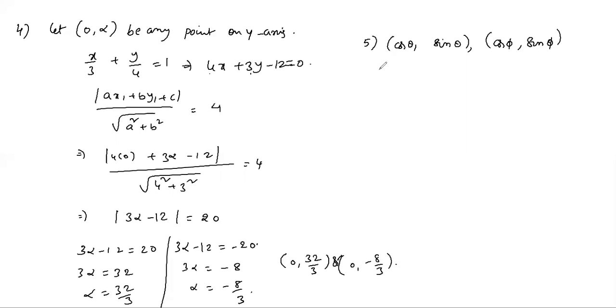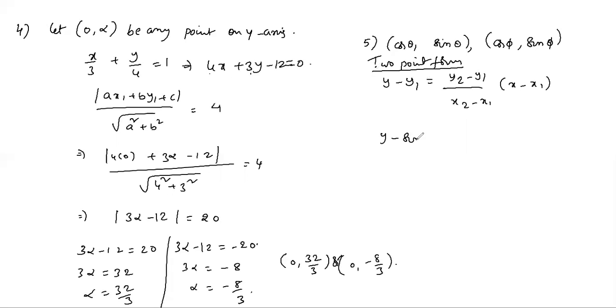The line equation passing through two points is y minus y1 equals y2 minus y1 by x2 minus x1 into x minus x1. So y minus sin theta equals sin phi minus sin theta by cos phi minus cos theta into x minus cos theta.